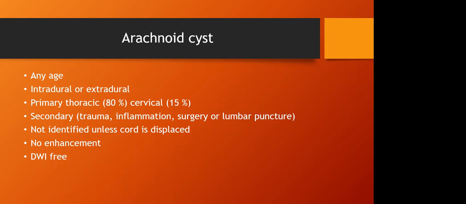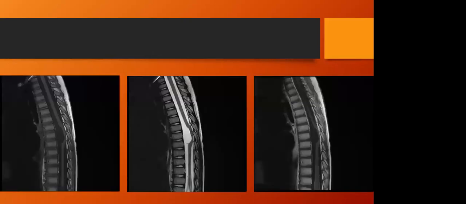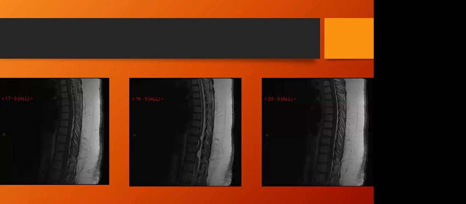Arachnoid cyst is not identified unless it causes cord displacement. It takes no enhancement and free diffusion. So we only depend on the cord displacement, seeing a cystic lesion causing cord displacement and taking no enhancement. High on T2, cystic lesion without any solid component and takes no enhancement.